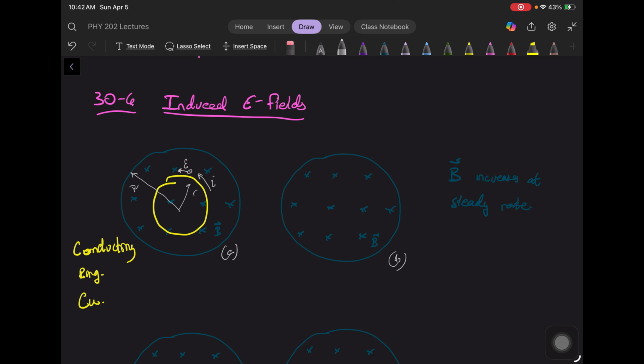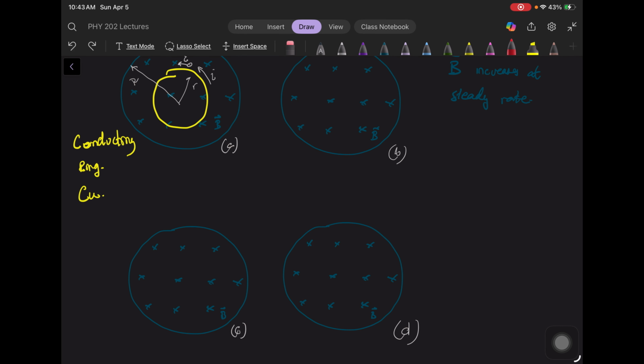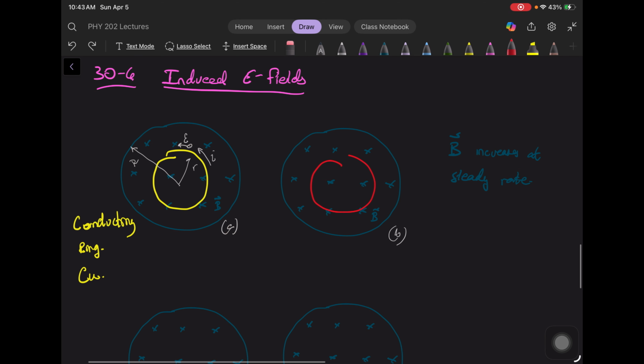And so now what if the copper ring isn't there anymore? What if we just have some arbitrary circular path to look at? Right, we'll call it that. And so now we're going to look at a circular path, also of radius little r. This is still big R. And we're going to try to see what's going on here.